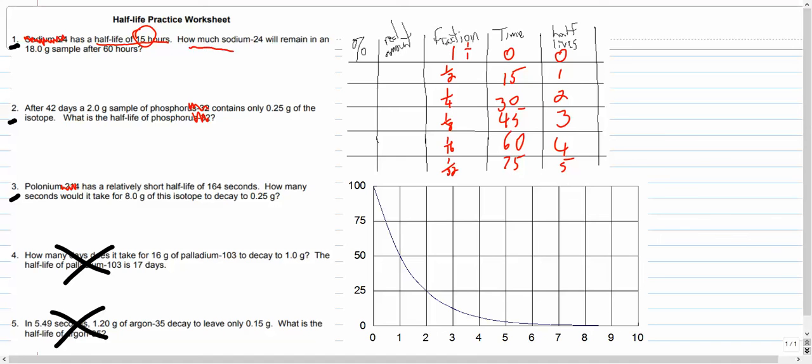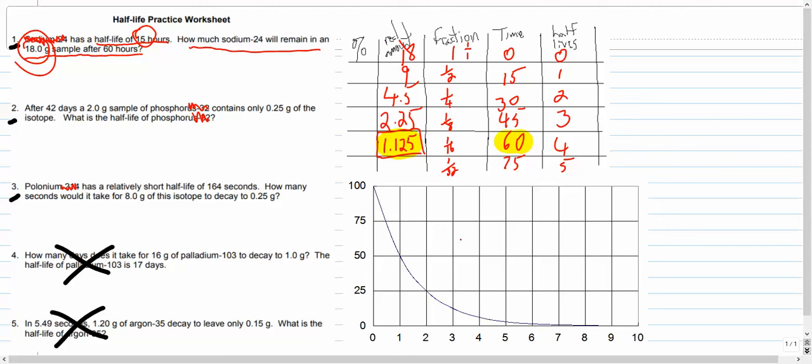But it says, how much will remain in an 18-gram sample after 60 hours? So 60 hours, that is right here, and we want to know the amount left. So we want to know what goes in that box. How much did we start off with? We started off with an 18-gram sample, so 18 grams. After 1 half-life, we'd be down to 9 grams. Half of 9, another half-life, would be 4.5. After the 3rd half-life, that would be 2 1/4. And then after another half-life, we would be down to 1 1/8. And so there is our answer.